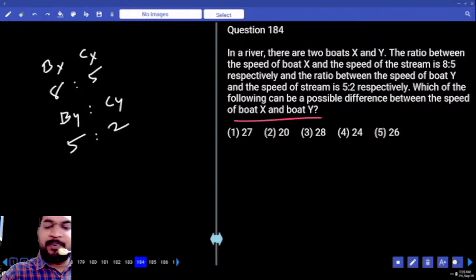Speed of boat X and speed of boat Y అంటున్నానా, అది స్టిల్ వాటరా డౌన్ స్ట్రీమా అప్ స్ట్రీమ్ అని చెప్పలేదు మనకు.